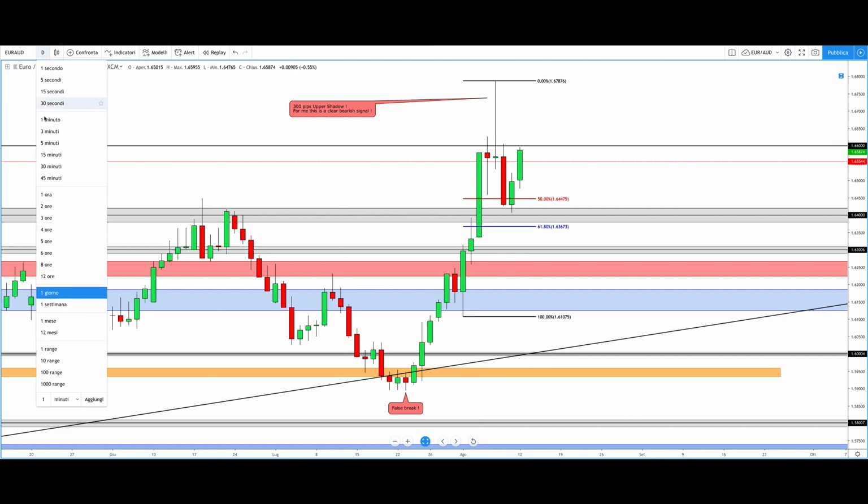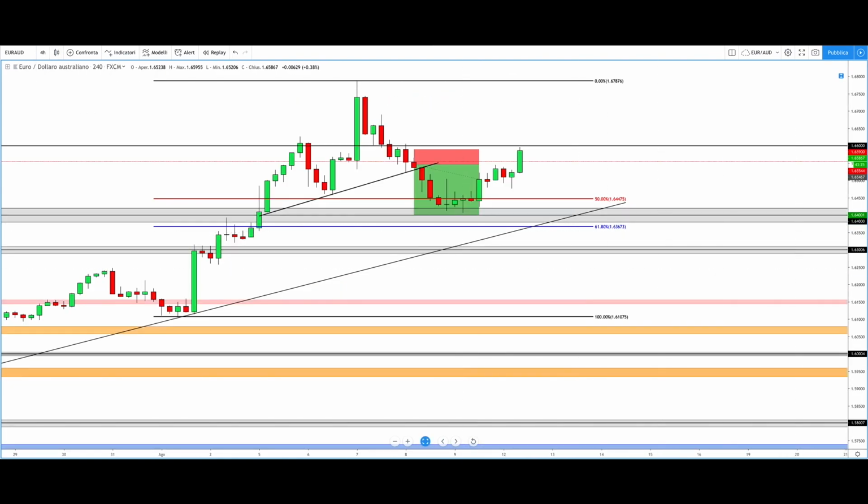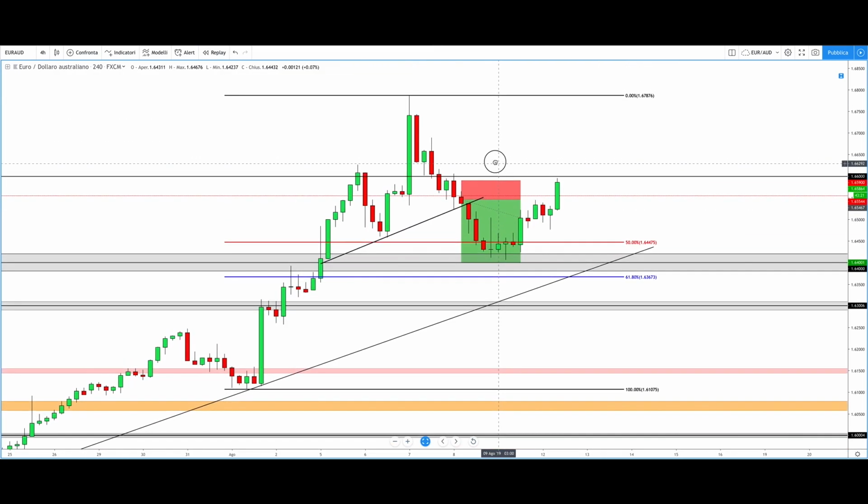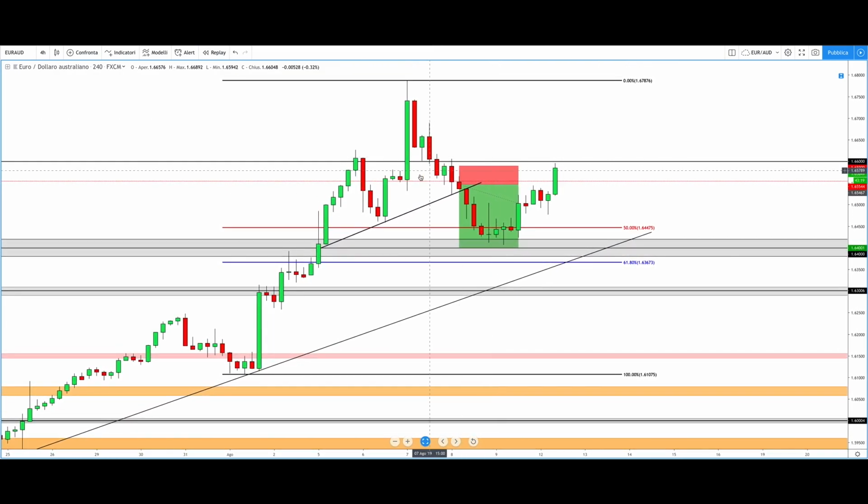And finally, we can go on the 4-hour time frame, because we can see that the price after this huge break formed this first bearish candle, and just before the daily closing formed another bearish candle, a bearish engulfing candle that for me is one of my favorite signals.